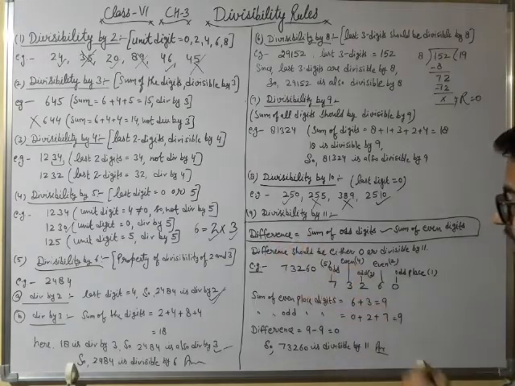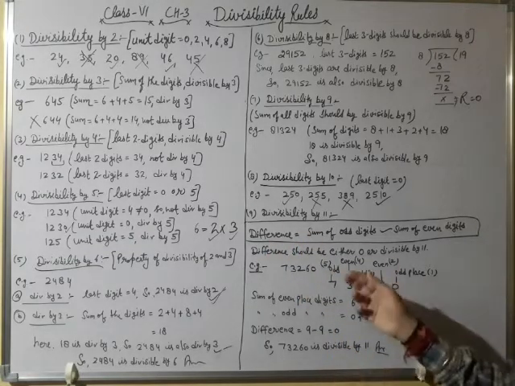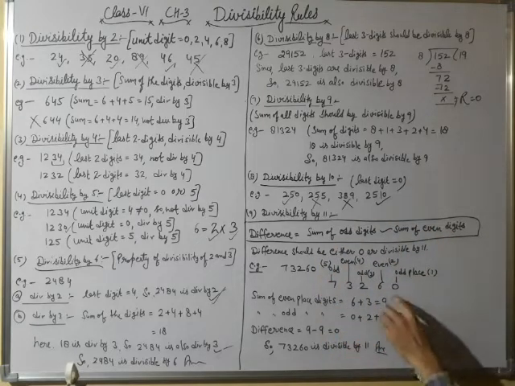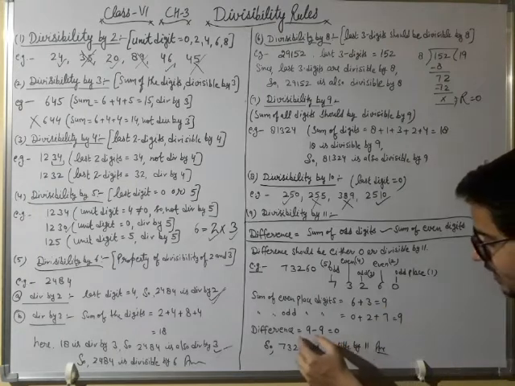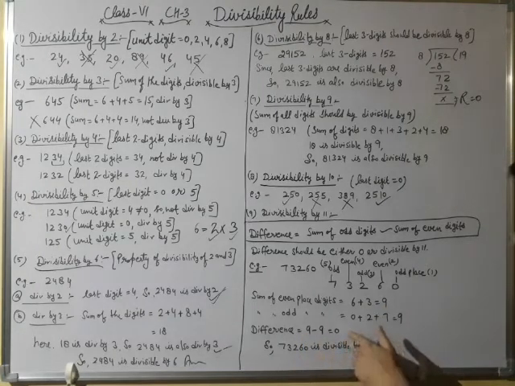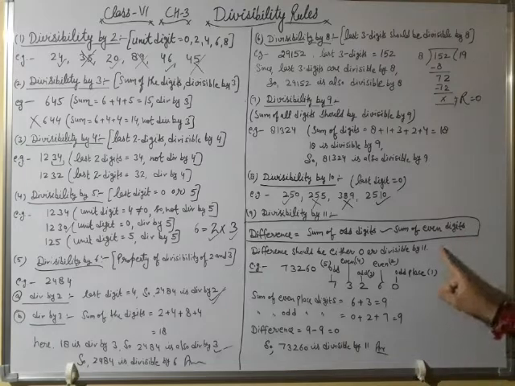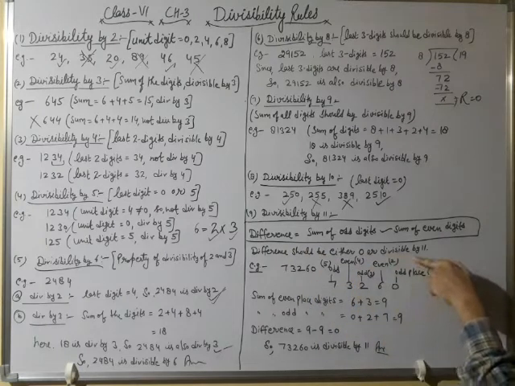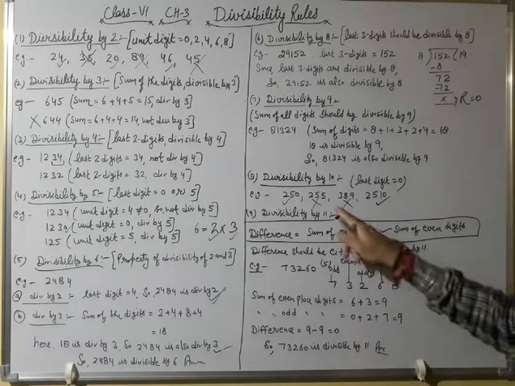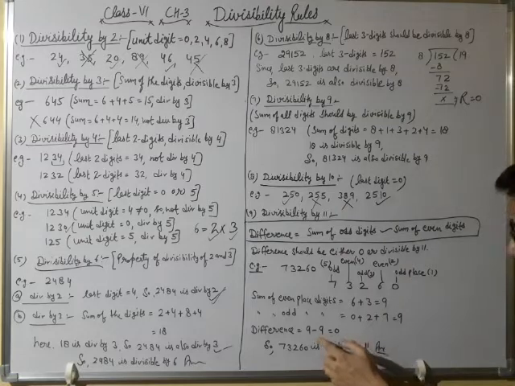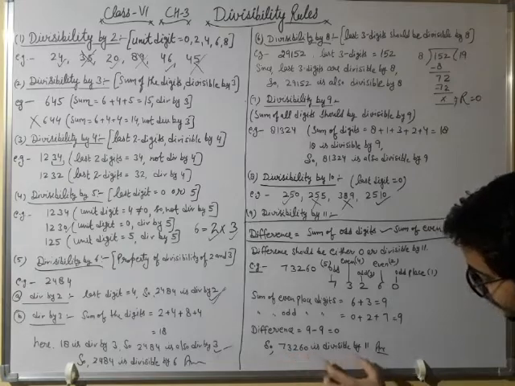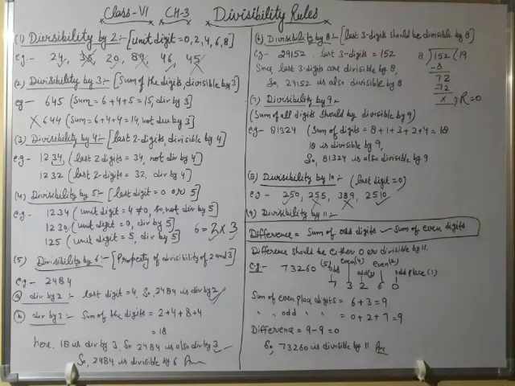Now we have to find the difference. Difference means we will subtract the smaller value from the larger value. And here both the values are equal. So we will subtract 9 minus 9 is equal to 0. And according to the divisibility property of 11, if the difference is either 0 or divisible by 11, then the number will be divisible by 11. Because the difference here is 0, the given number 73260 is also divisible by 11. This is the property of divisibility by 11.